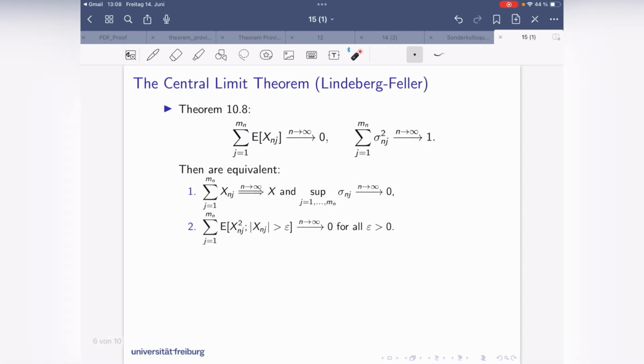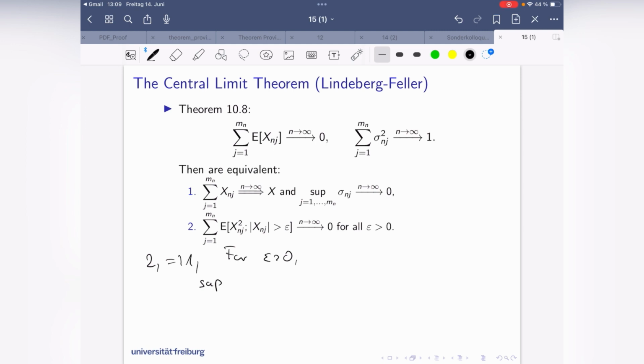So let's now get started with the theorem, so the proof of the central limit theorem. First, let me do the direction 2 implies 1. And let me take some epsilon bigger than 0. And first, I'd like to start with the trivial part. Since they are equivalent, I also have to show the second half of 1 from 2.